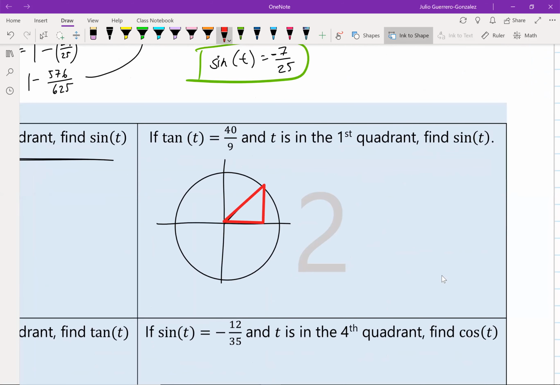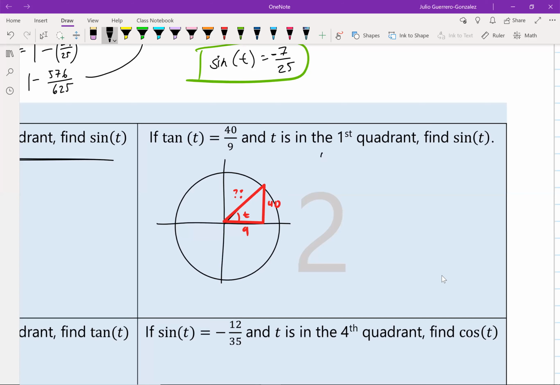Right there, okay? And we know this is going to be our angle T. Tangent is opposite over adjacent, right? So my opposite is going to be 40 over 9. This gives us everything we need. So then we know we need to find that thing right there, our hypotenuse. So then we go ahead and start doing the math for the Pythagorean theorem.